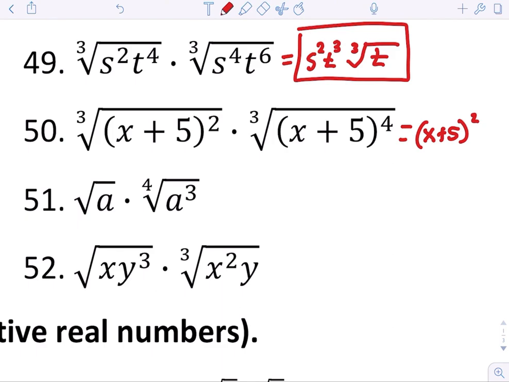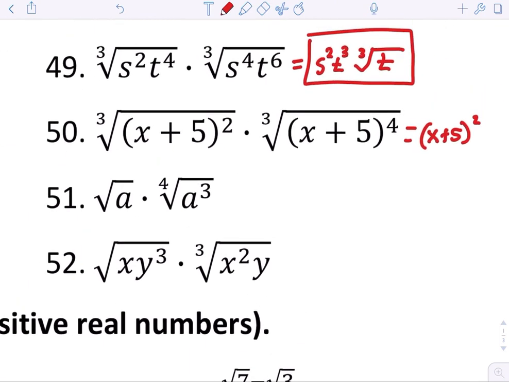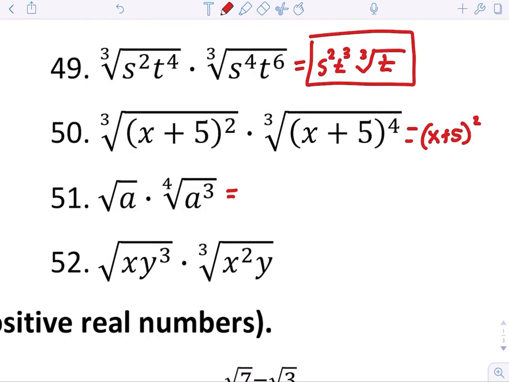All right, so 51 and 52, you guys, that's kind of like the challenge ones, right? So, okay, notice both of these do not have the same root. So let's make them into exponents. A to the 1/2 times a to the 3/4. Remember, the root is the denominator, right? Now, since they both have the same base and you're multiplying, that means you have to add your exponents together.